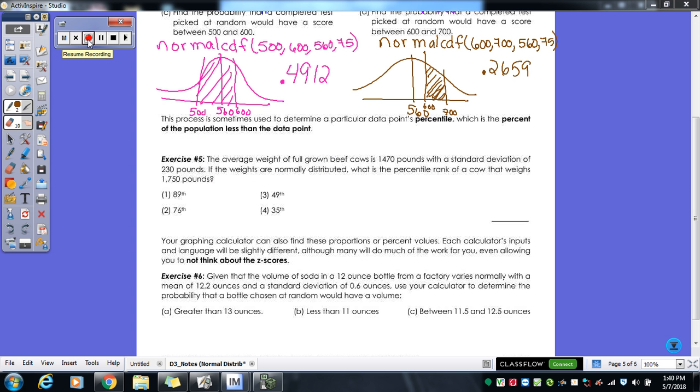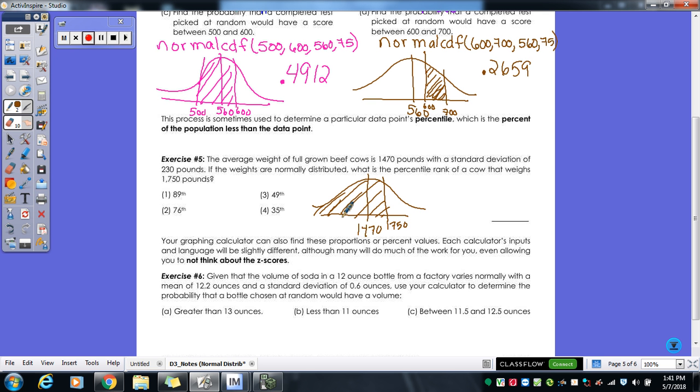All right, last two questions. The average weight of a full-grown beef cow is 1,470 pounds with the standard deviation of 230 pounds. If the weights are normally distributed, what is the percentile rank of a cow that weighs 1,750 pounds? So if we have our little bell curve, 1470 is right there in the middle, because that is your mean. So 1750 is going to be higher than that. And again, percentile rank means it's going to include all of those values less than that.